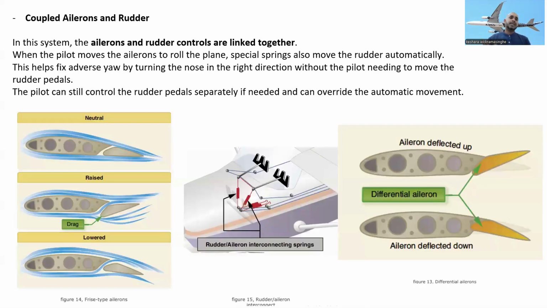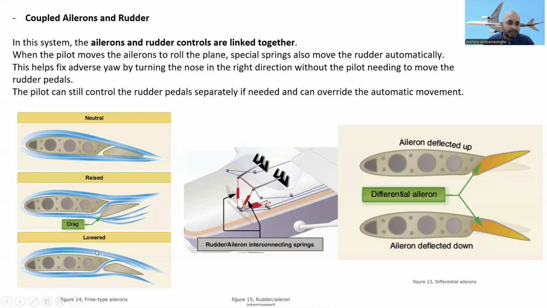Now let's see the coupled ailerons and rudders. In this system, the aileron and rudder controls are linked together. So when the pilot moves the ailerons and rolls the plane, a special spring also moves the rudder automatically. This helps fix adverse yaw by turning the nose in the right direction without the pilot needing to move the rudder pedals. The pilot can still control the rudder pedals separately if needed and can override the automatic movements.